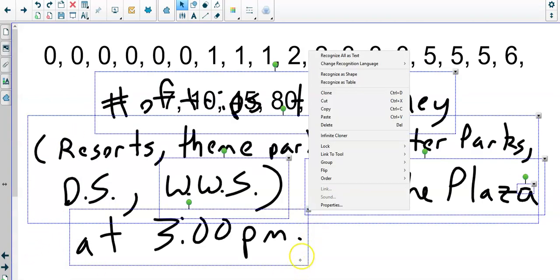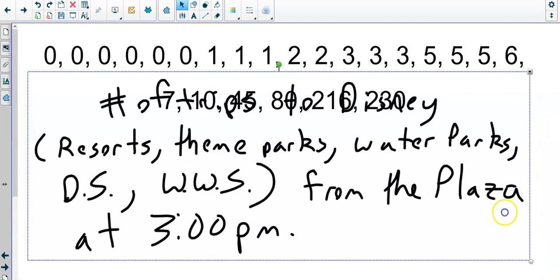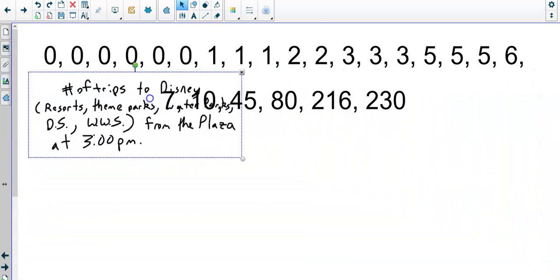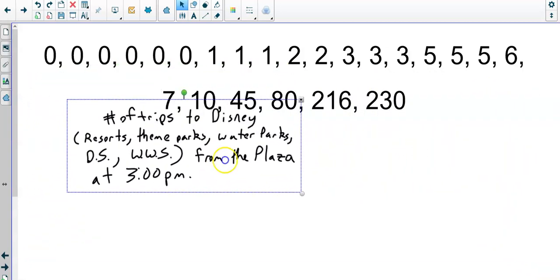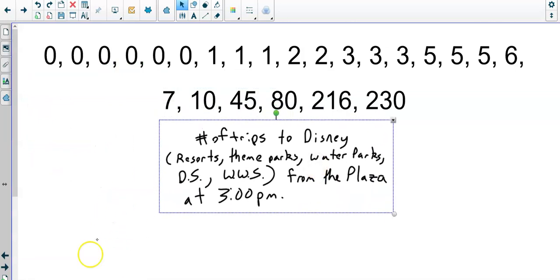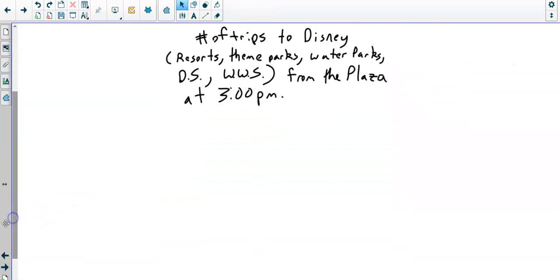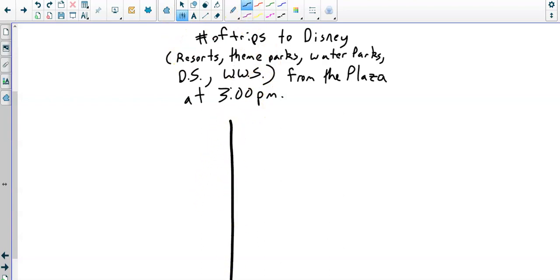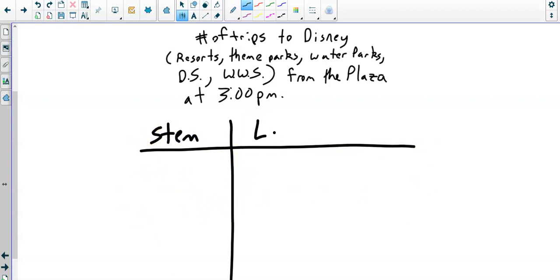Beautiful. So let's group all this together. And I want to shrink this title down. Woo, too small. So there's my title. Close enough. So number of trips to Disney, talking about trips being resorts, theme parks, water parks, Disney Springs, the Wide World of Sports. And I got this information from the plaza at 3 p.m. So again, we're going to make stem, and over here will be the leaves.